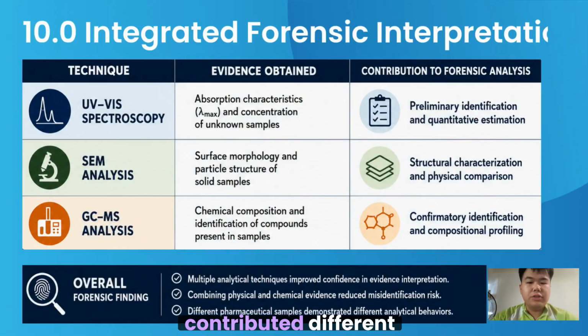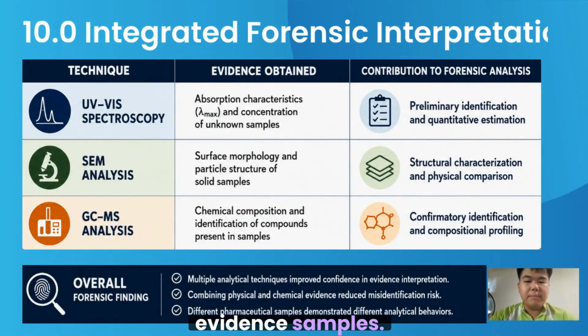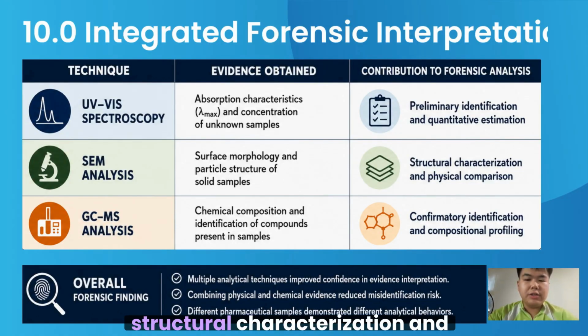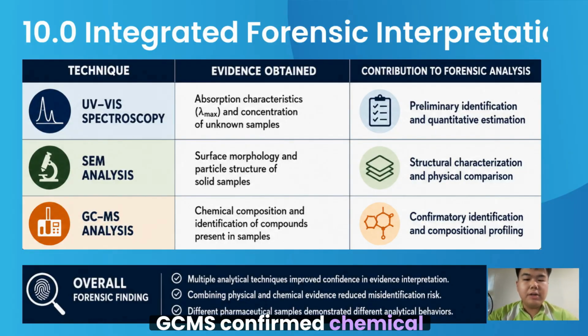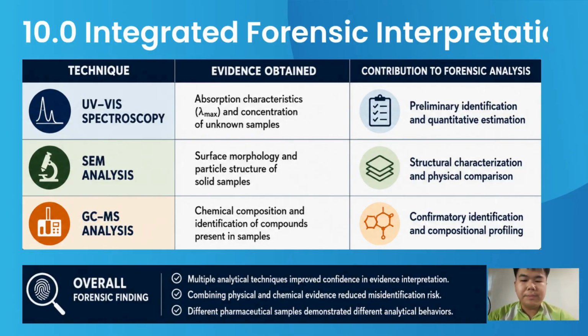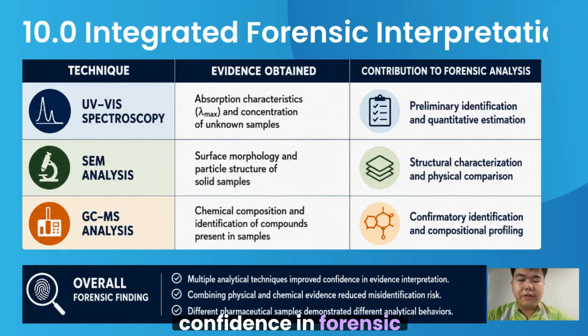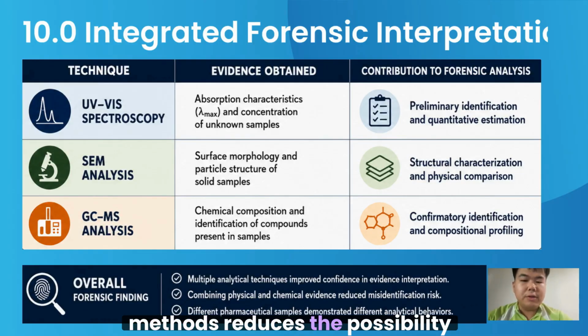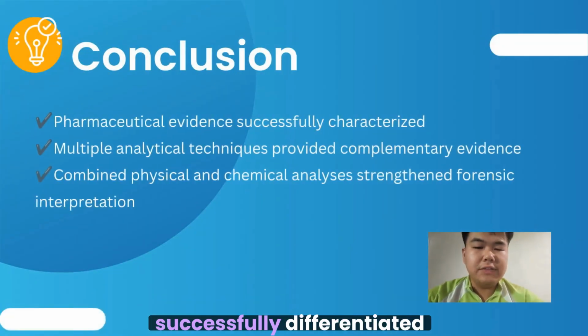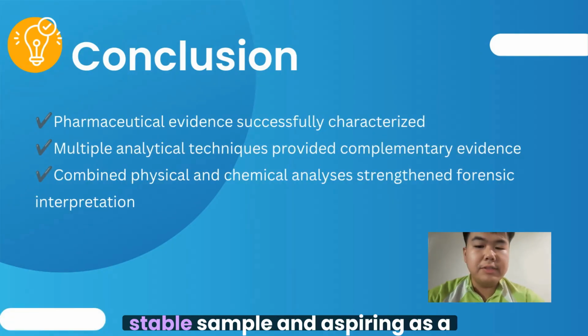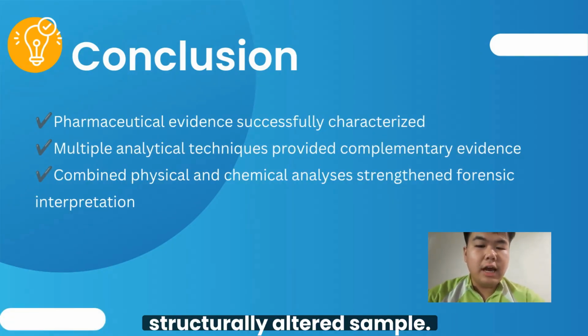Each analytical technique contributed different information regarding the evidence samples. UV-visible spectroscopy provided concentration information, SEM provided structural characterization, and GC-MS confirmed the chemical composition of detected compounds. Combining multiple analytical techniques increases confidence in forensic investigation because a single technique alone may not provide sufficient information. Therefore, using multiple methods reduces the possibility of evidence misidentification. Overall, the analytical findings successfully differentiated paracetamol as a chemically stable sample and aspirin as a structurally altered sample.